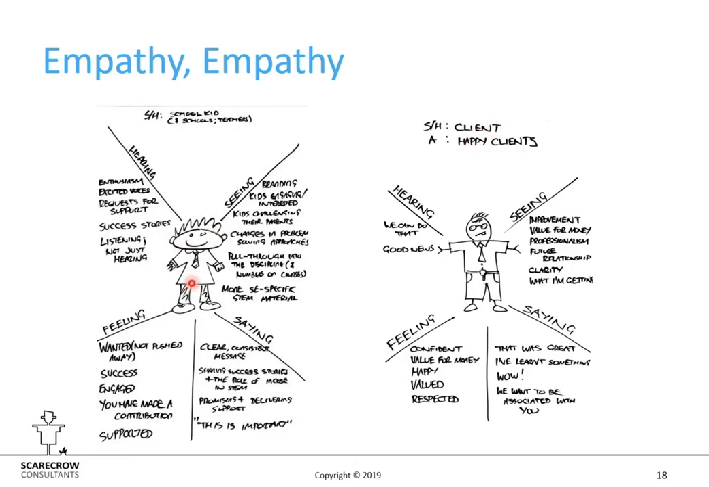We encourage them to draw pictures. As you can see, some people's art is better than other people's art. That one's rather terrifying. That one's quite nice. And we say, if everything went well, what would this character be hearing? What would they be seeing? What would they be saying? And what would they be feeling? So this is what we call an empathy map.